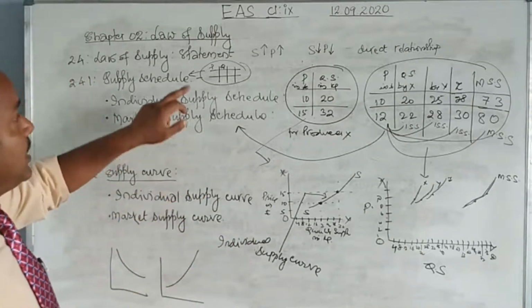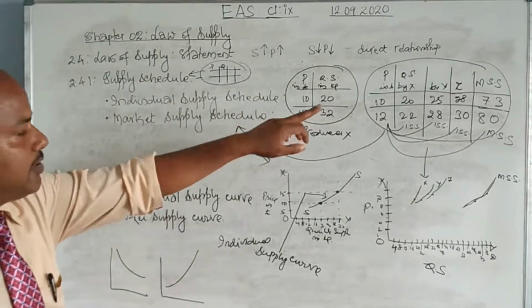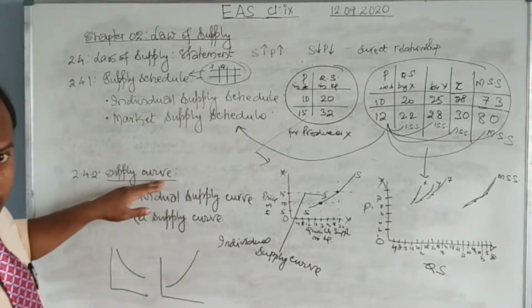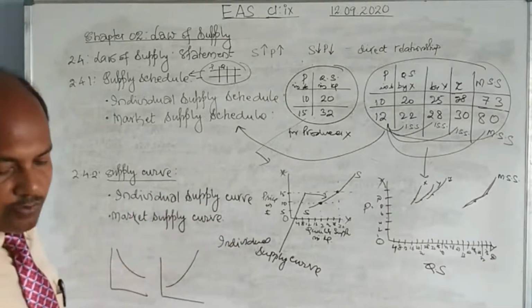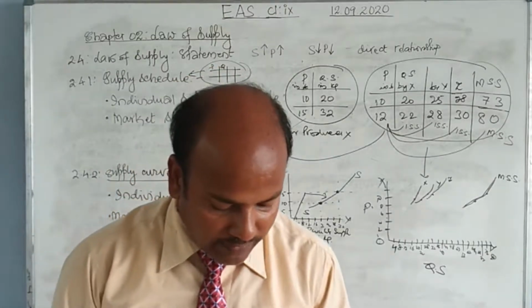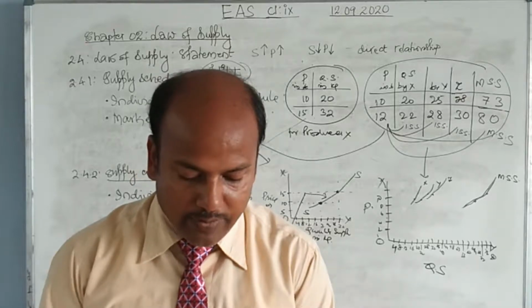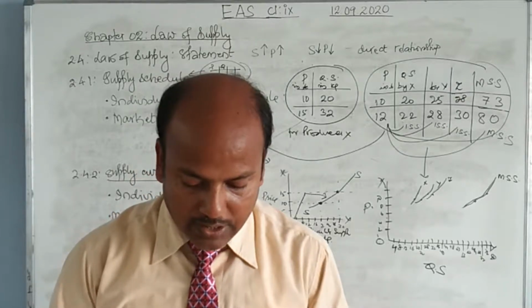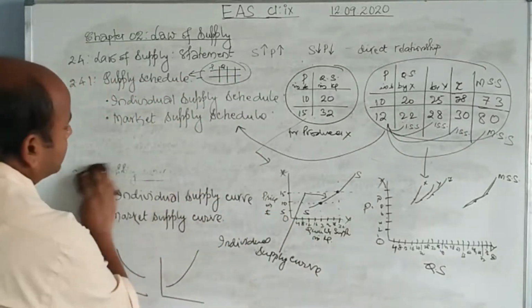So dear children, the statement of the law, the supply schedule, individual supply schedule and market supply schedule, then the curve, the graphical representation, individual supply curve and market supply curve. This is what we were supposed to learn in this video, and this is what we have completed. Now in the next video clip, I will explain the different assumptions.